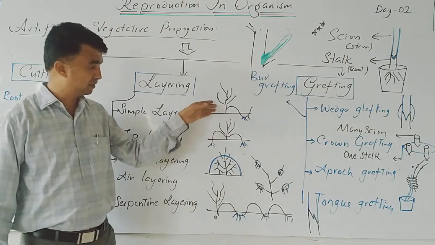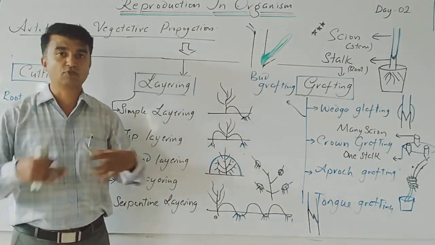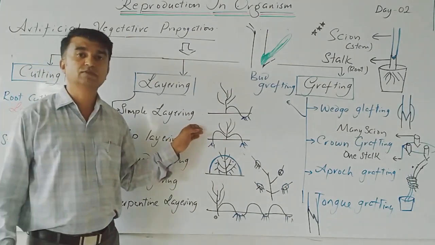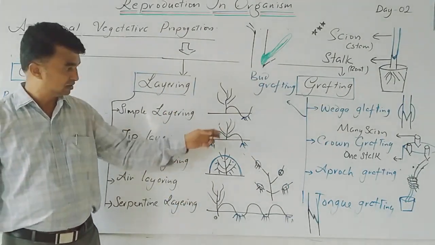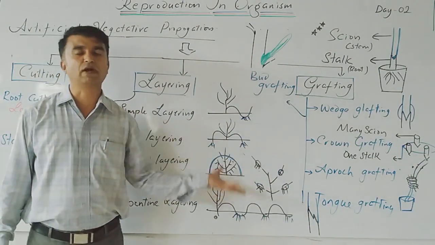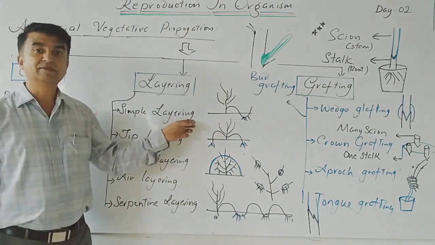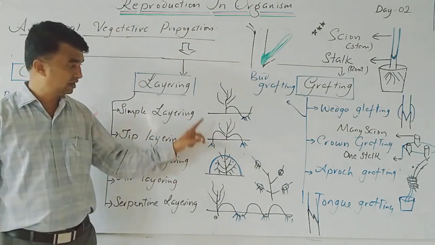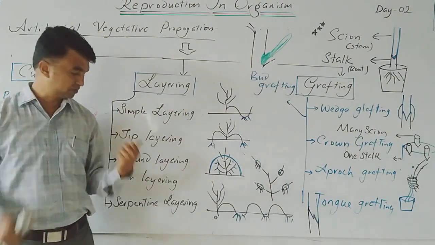So, for example, this is a superior variety of mango. Suppose I want to produce the same variety of mango, this is not possible in sexual reproduction. If you use the layering approach, the superior variety of the same mango plant can be produced. Simple layering, tip layering, mound layering, where soil is piled up and plants are produced.